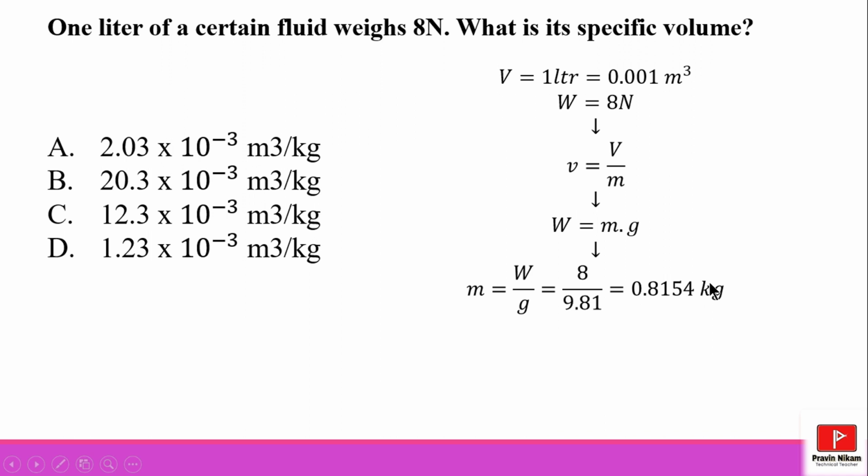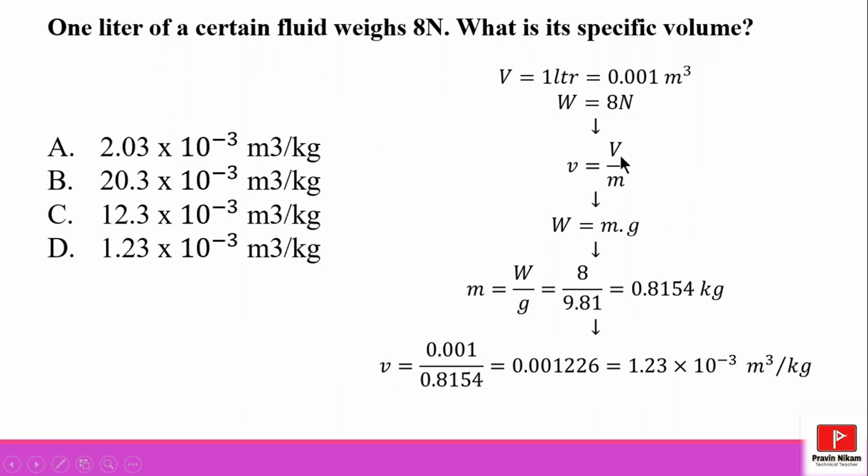So you will get mass is equal to 0.8154 kg. Now put these values in this formula. So small v is equal to volume 0.001 divided by mass 0.8154. You will get 0.001226, means in a round figure the 6 is there, therefore this 2 is converted into 3. So in your calculator you will get the value as 1.23 into 10 raised to minus 3 meter cube per kg. So which option is correct? D is the correct answer.